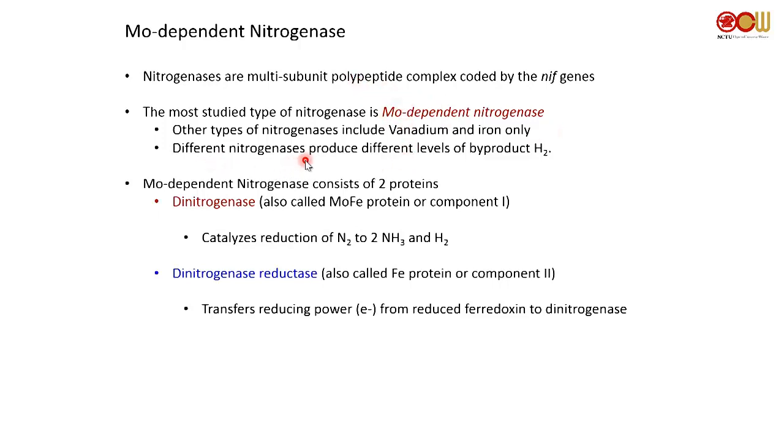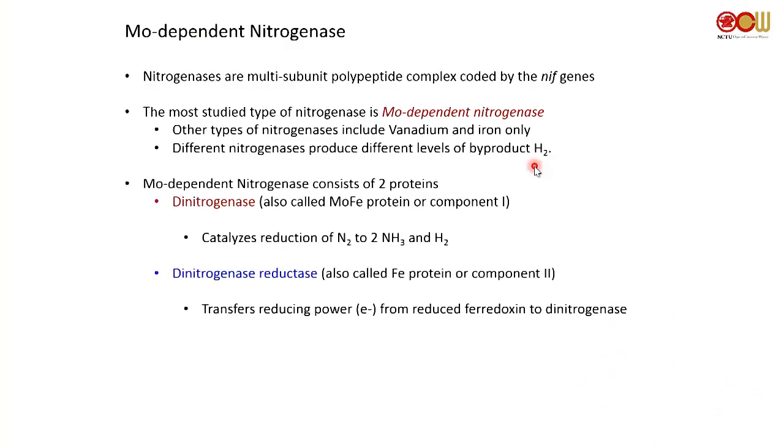Now, different nitrogenases produce different levels of byproduct H2, meaning different nitrogenases have different efficiency. If my nitrogenase produces only one ammonia and then ten H2, then this nitrogenase sucks, because what I want to do is convert N2 to ammonia. Versus if I make ten ammonia versus one H2, then this would be a good nitrogenase. Efficiency, that's what it means.